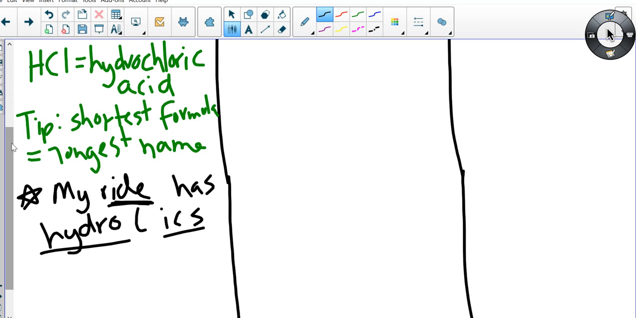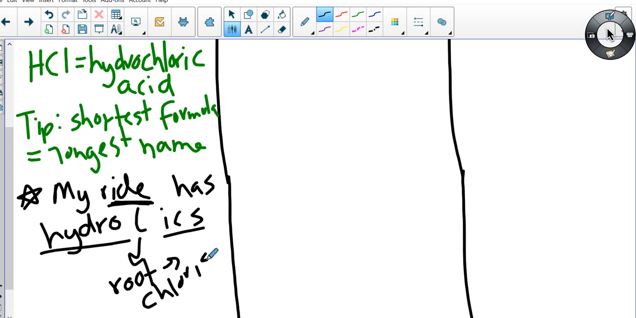Okay? So this is where you put the root. So in this case, your chlor, or your fluor, or your sulfur part, or the nitrogen part. Like the root word of the anion. Does that kind of make sense? Yeah. Kind of makes sense.